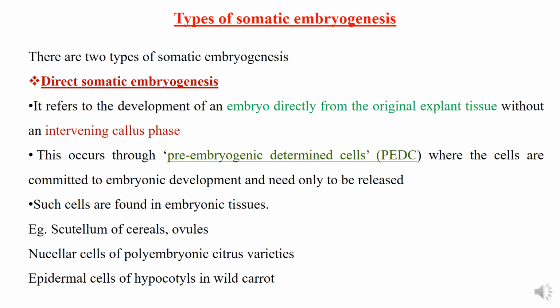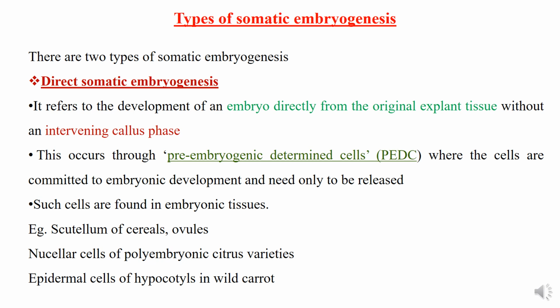Coming to the types of somatic embryogenesis, there are mainly two types. One is direct somatic embryogenesis and the second one is indirect somatic embryogenesis. Direct somatic embryogenesis means what? It refers to the development of embryo directly from the original explant tissue without the intervening phase, that is the callus phase. Callus means an undifferentiated mass of cells.